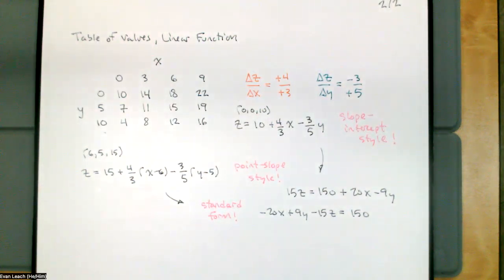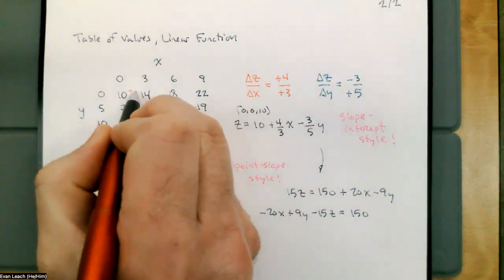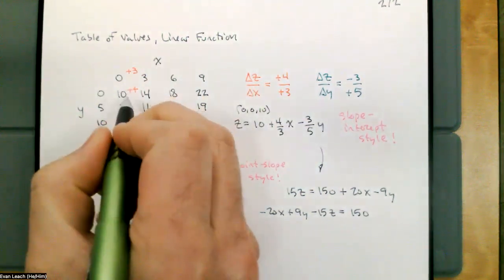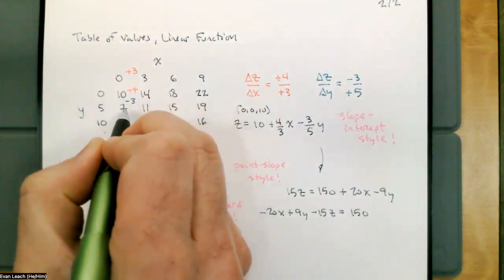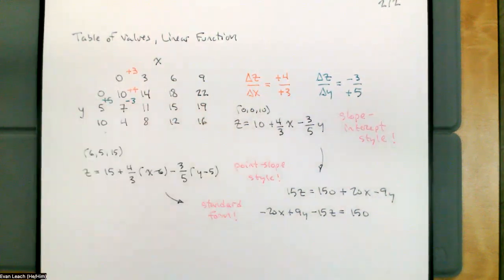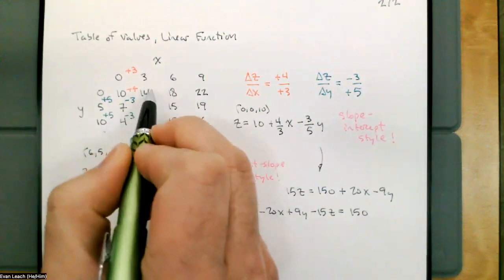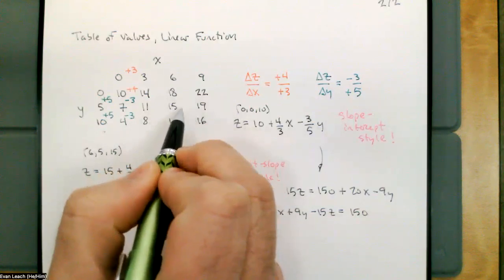The next part, when I put the 7 underneath the 10, that told us how things are changing in the y direction. So when we go from 10 to 7, sorry, z decreased by 3 when y increased by 5. So going across, I see z increasing by 4 when x increases by 3. Going down, 10 minus 3 is 7, and y increased by 5. And that had to be true all the way across. 14 minus 3 is 11, minus 3 is 8. 18 minus 3 is 15, minus 3 is 12.